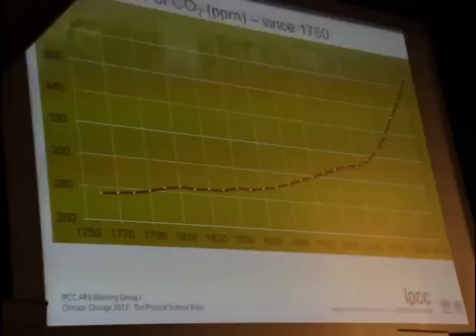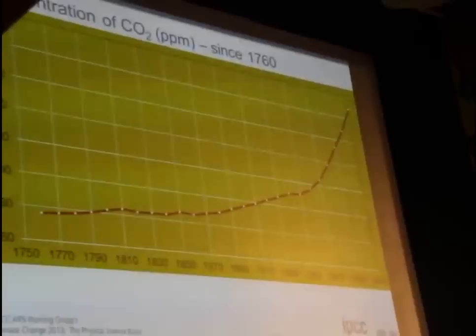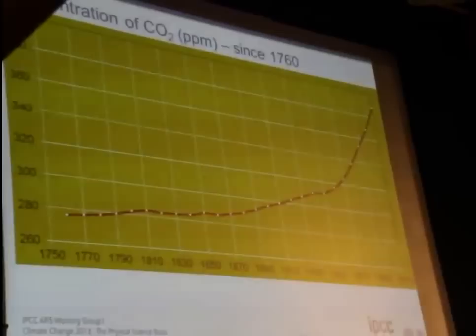So what's been happening since the Industrial Revolution began? This is on a very different time scale, from 1750 on the left through to 2010 on the right. There's been further increases since then. You can see that it started off around 280 parts per million, and now it's exceeding 380, and it's moved on close to 400 parts per million in recent times.